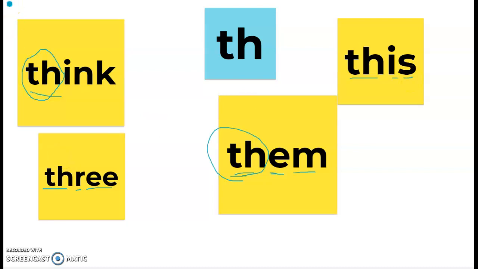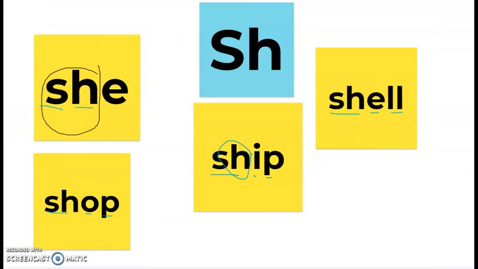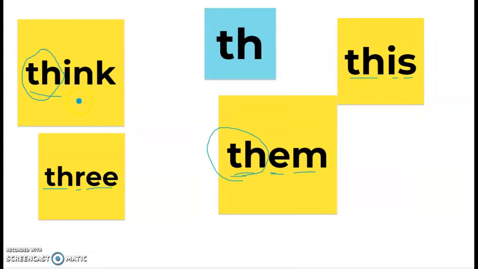So today we practiced our consonant clusters. SH says sh, like she, shop, ship, and shell. And TH says th, like think, three, them, this.